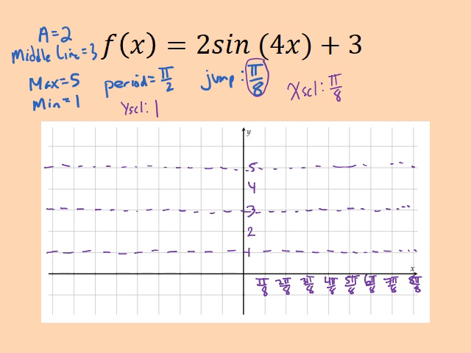Now we're going to graph. Since this is a sine graph, we're going to start at our middle line, and our middle line is 3. So we start at 0, 3, then we go up to pi over 8, 5, and then back to the middle, and then down to the minimum, which is 1, back to the middle, up to the maximum, back to the middle, down to the minimum, back to the middle. And then we're going to draw our sine graph. Now, since it's a periodic function, it's really important that you put the arrows on.